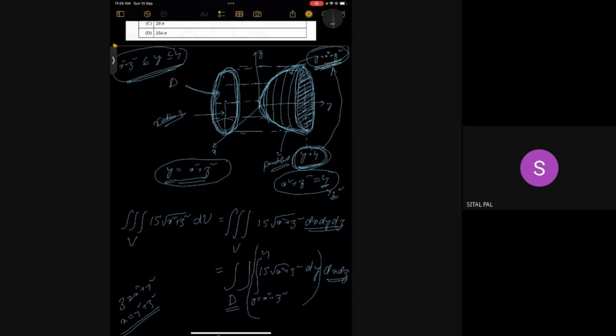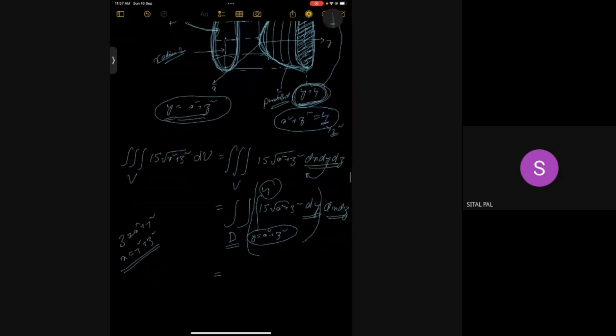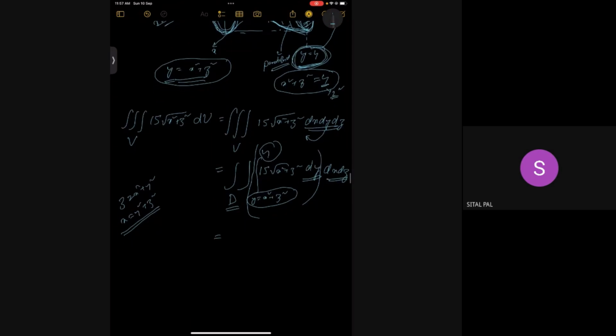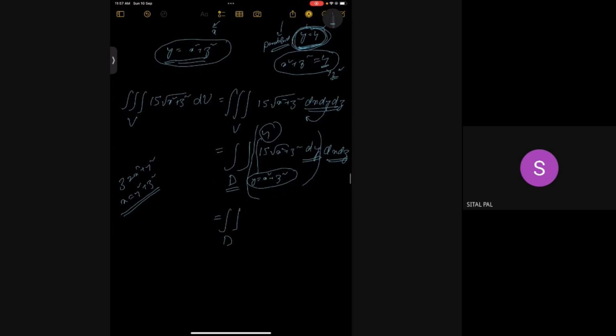Yeah, that's why I have chosen y to be the inner integral first, so that we have this bound for y between this and this. And once we have that, we can easily compute a double integral. Is that clear now? Yes, sir. Okay. So we have this so far, and if we do it, then it will be this.